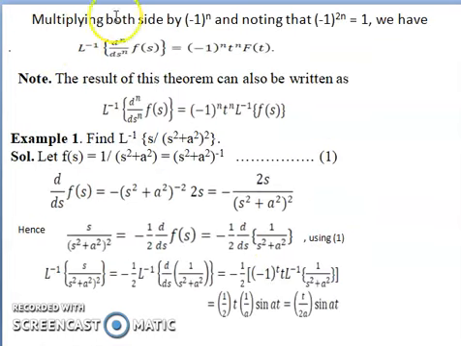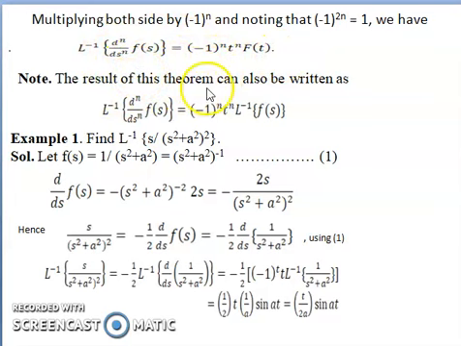So multiplying both sides by (-1)^n and noting that (-1)^2n equals 1, we have L inverse of d^n/ds^n of F(s) equals (-1)^n t^n f(t). So this is the result of derivatives of inverse Laplace transform.